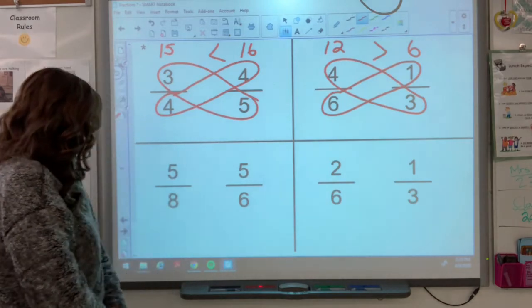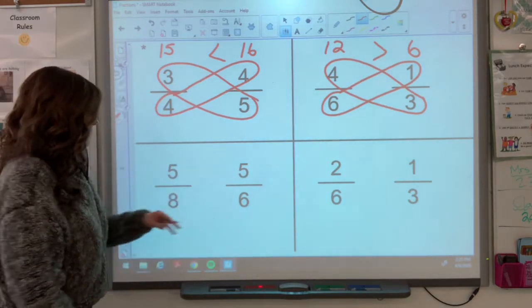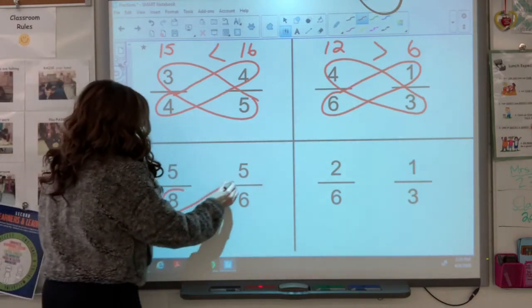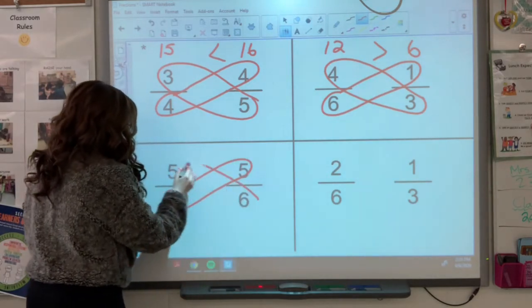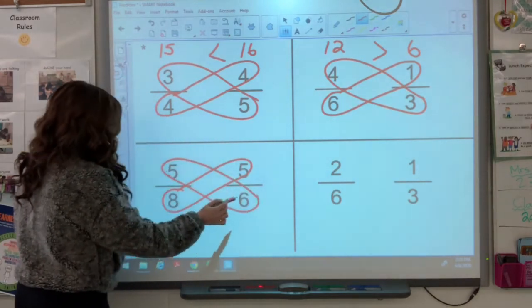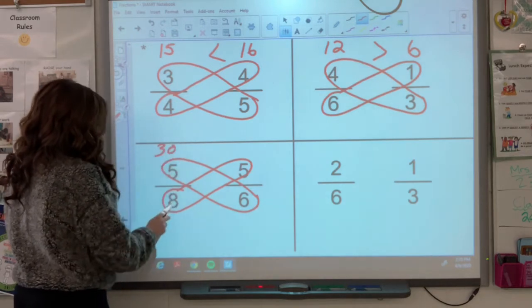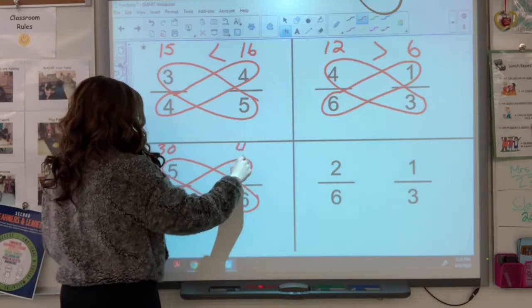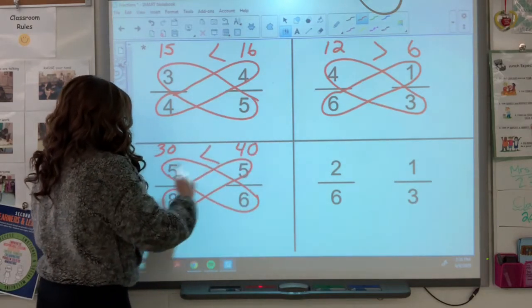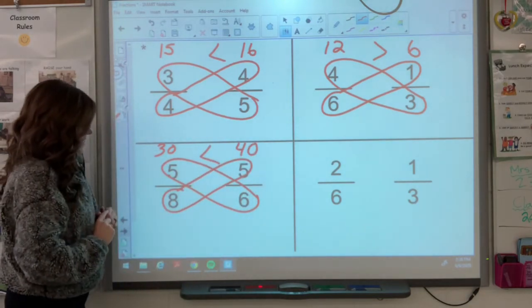Okay, here we go, last one. 5/8 and 5/6. I'm going to go ahead and draw my X to show the numbers I am multiplying. I have 6 times 5, which is 30, and then I have 8 times 5, which is 40. My sign should be facing this way. 5/6 is bigger than 5/8.